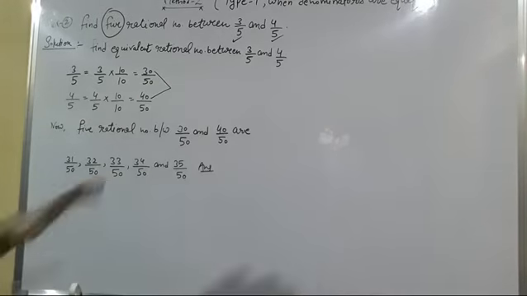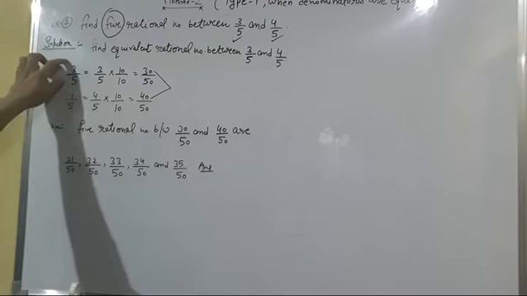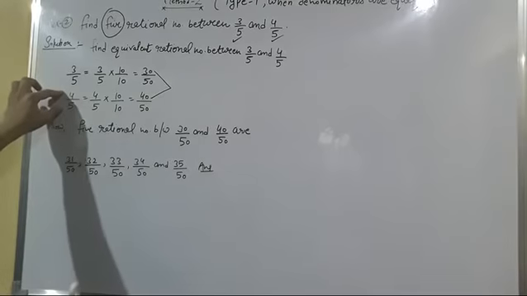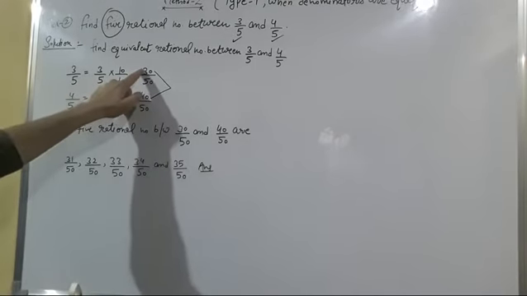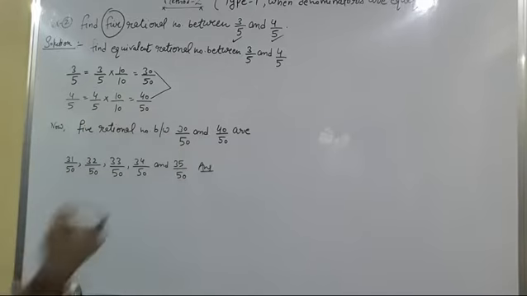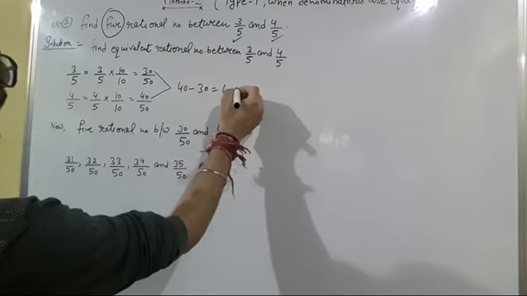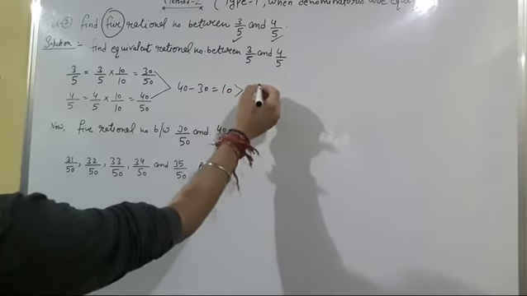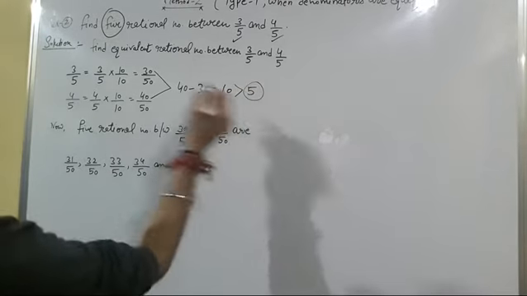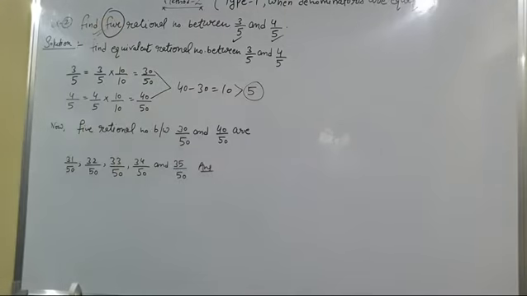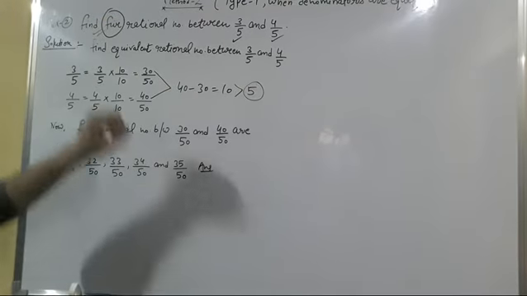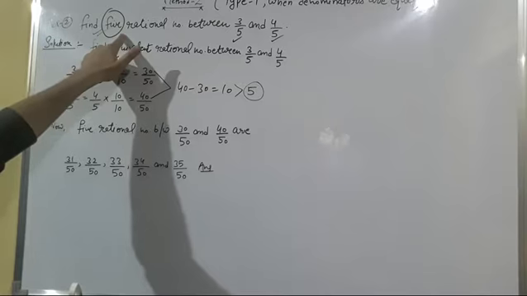Here, after finding the equivalent rational numbers of 3 by 5 and 4 by 5, the numerator here is 30 and here is 40, and the difference between 40 and 30 is equal to 10, and 10 is greater than 5. Why should it be greater than 5? Because we have to find 5 rational numbers. Suppose we have to find 10 rational numbers here.